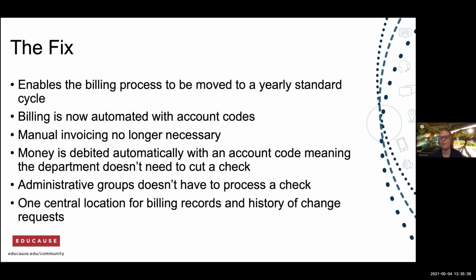The billing is now automated with account codes. Instead of people writing checks and us having to follow up on making sure they paid, they can just take the money from an account code, which really streamlines the process. The administrative groups don't have to process checks. Like I said, checks don't have to be cut at all, and we just take the money that they had already approved when they ordered the resources. There's also one central location for their billing records and a history of any change requests that they have made.